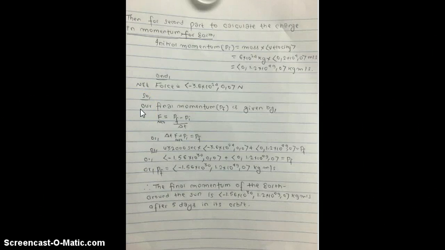Now our final momentum can be calculated by this equation here, and when we evaluate it, we get that the final momentum equals the product of net force and change in time, plus the initial momentum. When I put all these values together, I get the final momentum of the earth to be minus 1.56 times 10 to the power 30, 1.2 times 10 to the power 49, 0 kg meters per second. So the final momentum of the earth around the sun in 5 days is calculated here.